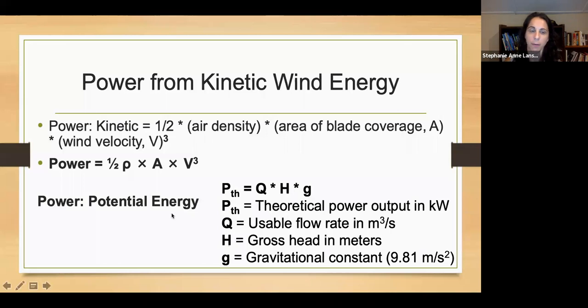If we think about power here, again, it's per second. So now we're going to a power basis. Our power from potential energy is going to be the flow times the height times gravity. So now instead of just thinking about the mass, we're going to use a per-second basis. It's going to be our flow rate in meters cubed per second. And that would be our power equation versus our energy equation.